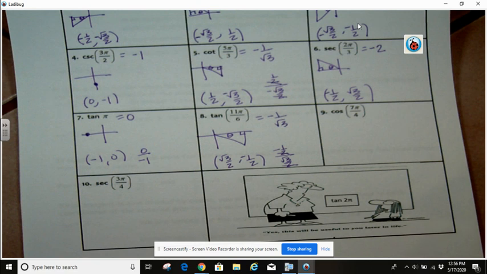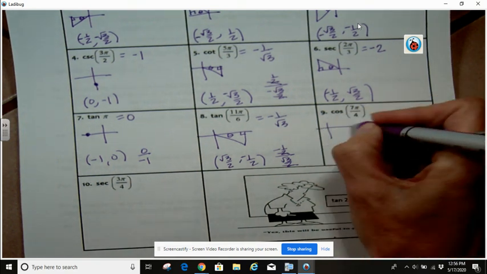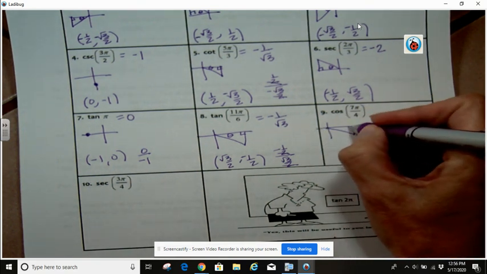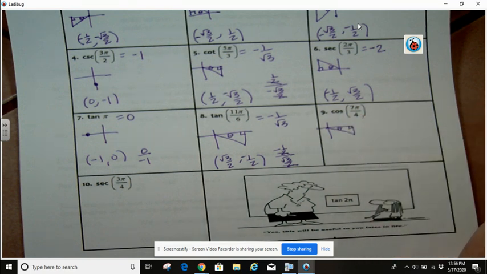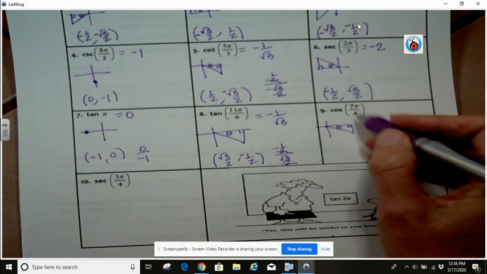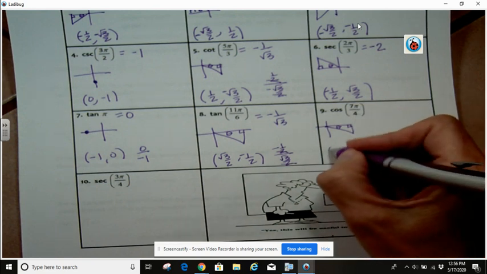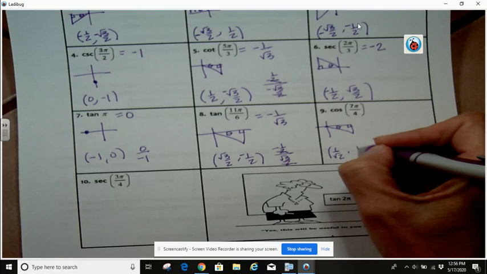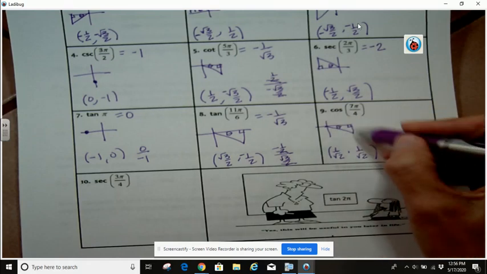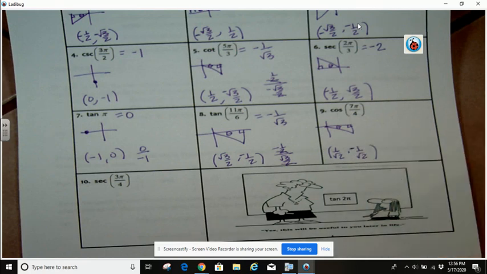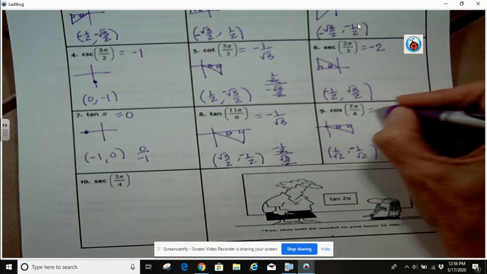Cosine of 7 pi over 4, that's also in the fourth quadrant. Numerator is twice the denominator minus 1. So I think this is the first angle on here that's got a denominator of 4. That goes with your 45-degree reference angles. The ordered pair is 1 over square root of 2, 1 over square root of 2. In the fourth quadrant, right and down, that makes this negative, and cosine is just the x-coordinate.